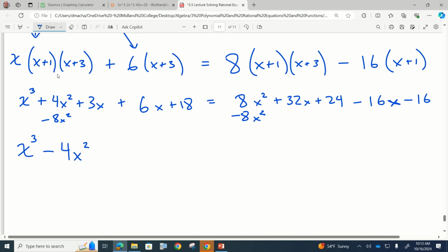For my x terms, I've got 9x on the left side and 16x on the right side, because it's 32x minus 16. So 9 minus 16 is going to be minus 7x. On the right side, my constants are 24 minus 16, so I've got 8. On the left side, I've got 18. So 18 minus 8 is 10.